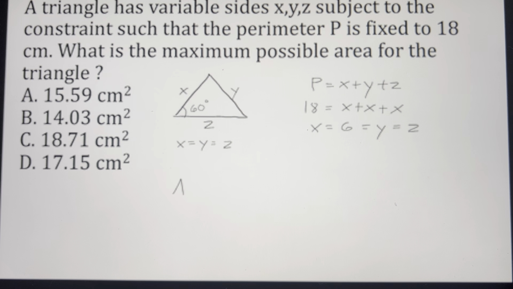So the area of a triangle with two given sides and the included angle is 1/2 ab sine of theta. That's 1/2. A and B are the two sides, so the two sides are both 6. That will be 6 times 6. And the angle between them is 60 degrees. So what is our answer? So that will be 15.59 square centimeters.